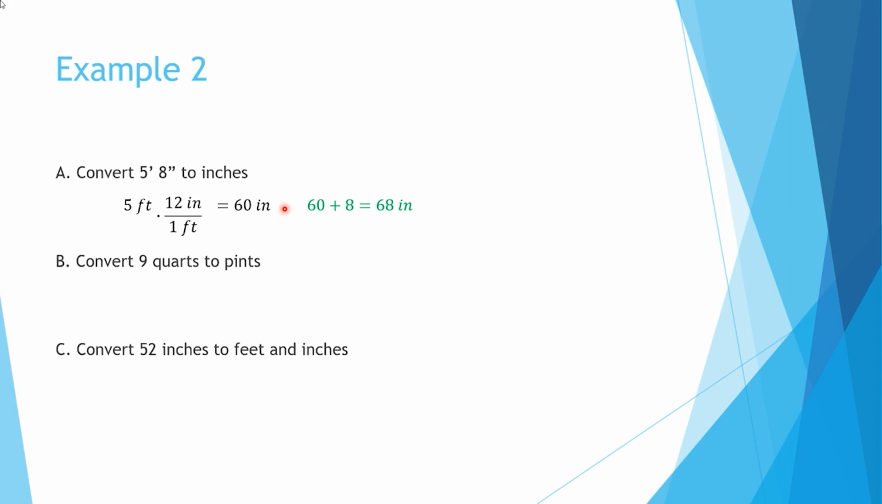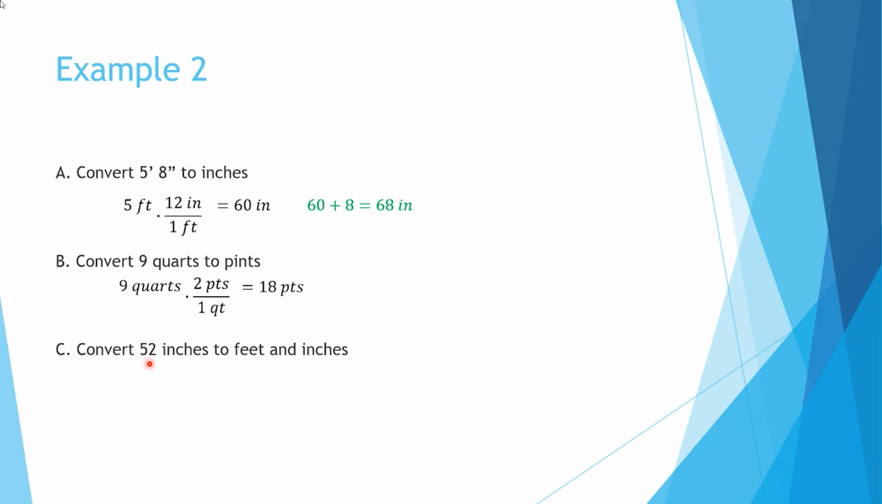Now let's look at the 9 quarts. You know, with a quart, there's 2 pints. So you would multiply, you want the quarts to cancel, so you put that diagonally, put the pints on top, then multiply, and you get 18 pints.